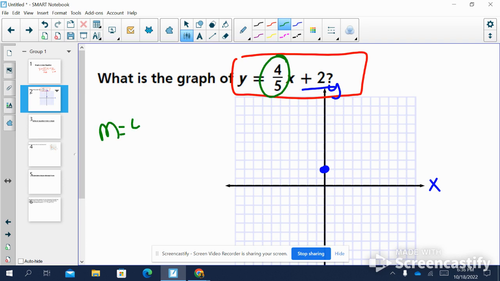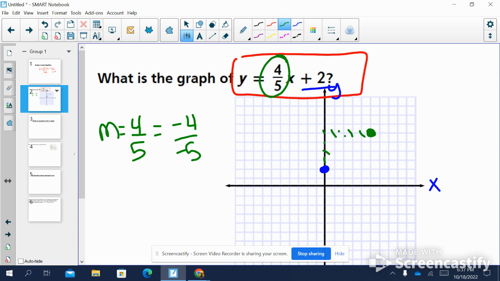With a slope of 4 over 5, I can either rise or go vertically 4, and then run or go horizontally 5, or I could rise vertically -4 and run horizontally -5. It doesn't matter which one you pick, but you have to be consistent. I'm going to go 4 over 5. So that means I'm going to count up 4 from the point, 1, 2, 3, 4, and over 5, 1, 2, 3, 4, 5, and I'll plot my second point.